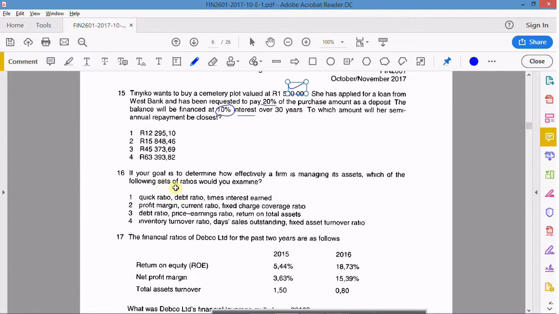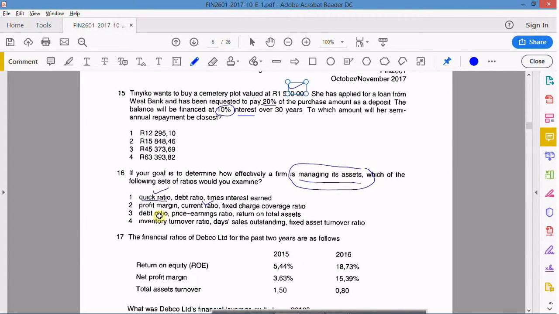Okay. If your goal is to determine how effective a firm is at managing assets, which of the following sets of ratios would you examine? Okay, remember this is looking at managing assets. Okay, so quick ratio looks at your liquidity. That's definitely part of asset management. Debt ratio is looking at financing. Times interest earned is looking at financing. Okay, so those two are out. Profit margin is profitability, which is a form of measurement in terms of assets, but it's looking at your sales and your profit. So not the best one. Current ratio, definitely. Fixed charge coverage ratio. I don't think you've covered that formula in your textbooks. That one's out.